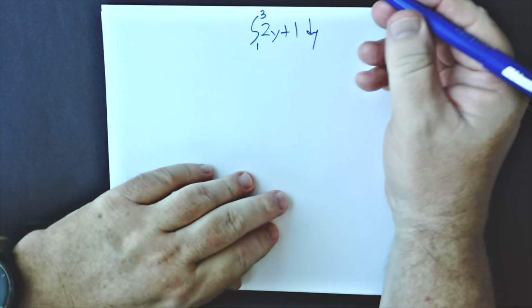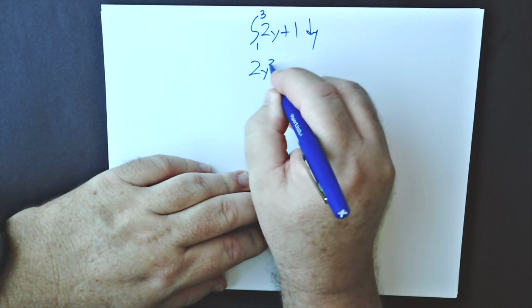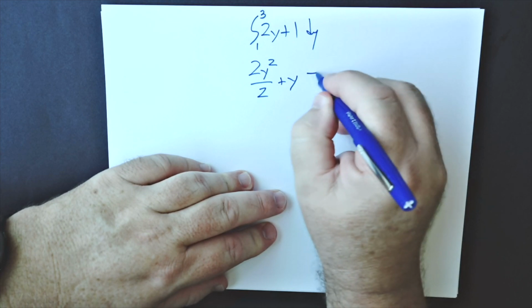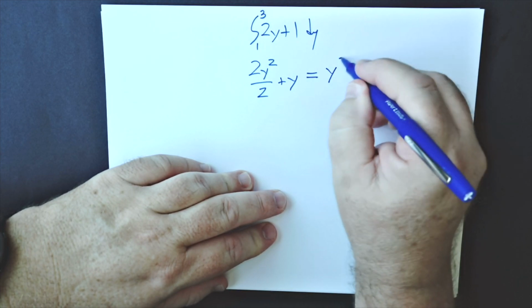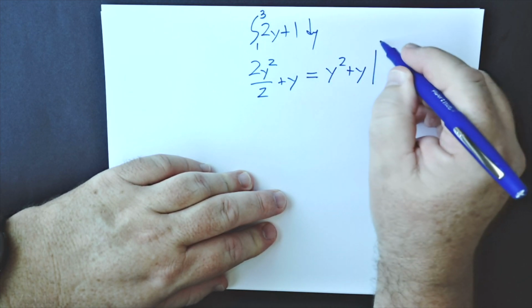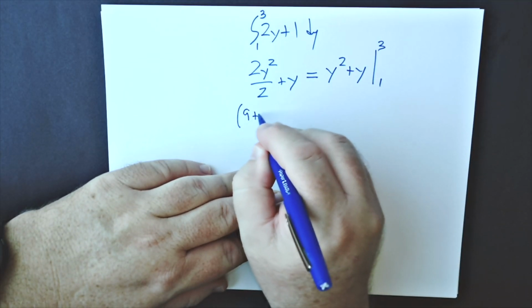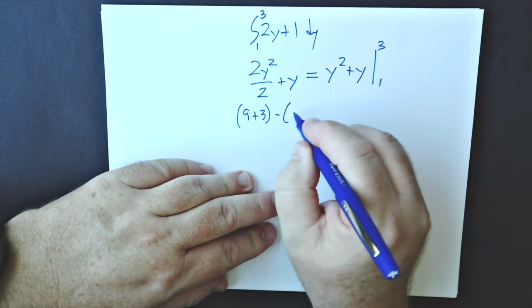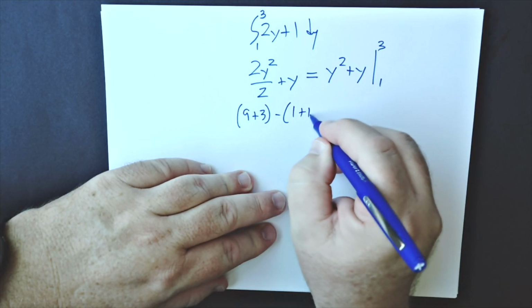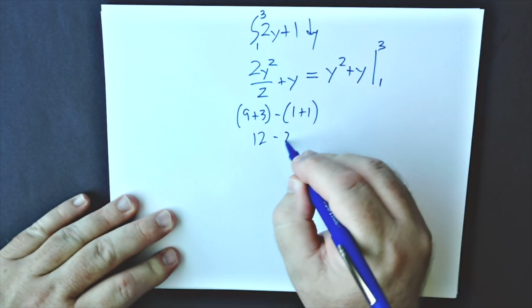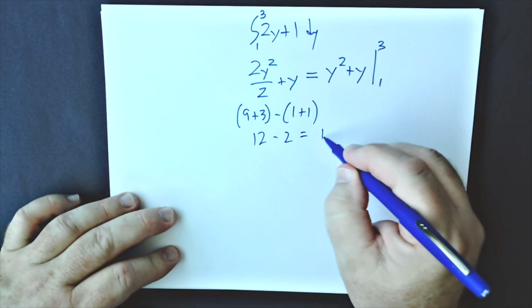So the integral of 2y is 2y squared over 2 plus y. That whole thing will turn into just y squared plus y, and we'll evaluate that from 1 to 3. So 3 squared is 9 plus 3 minus 1 plus 1. That's what that looks like. This is 12 minus 2, and our final answer is 10.